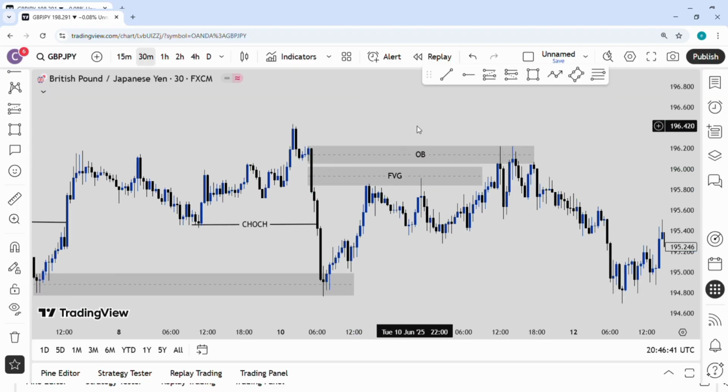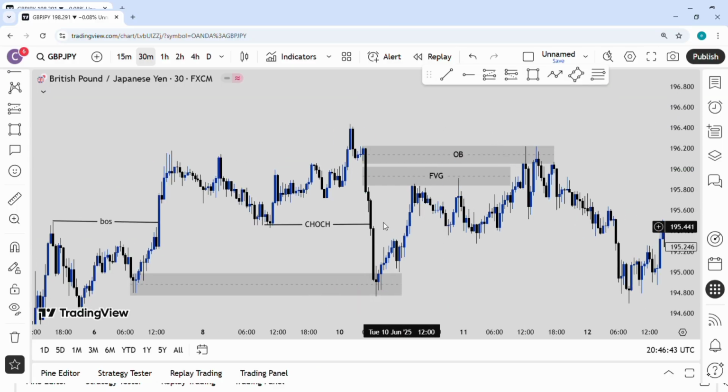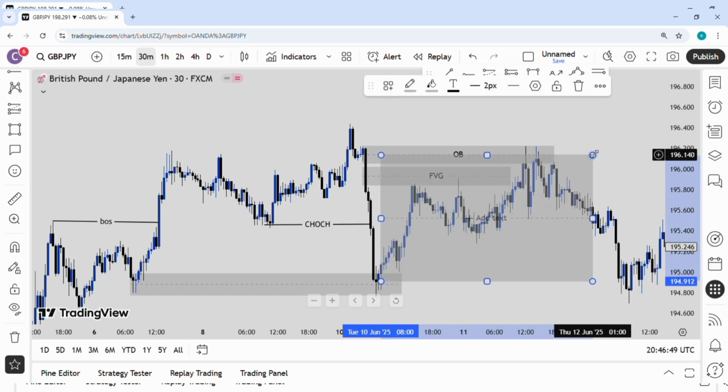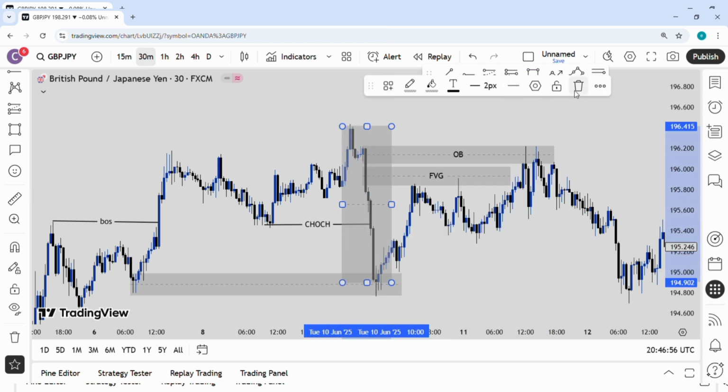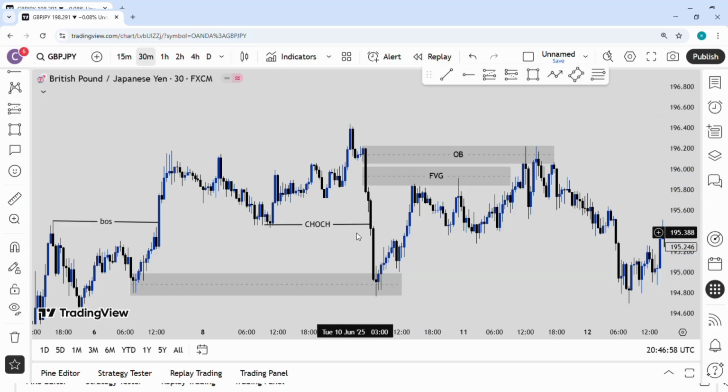Seeing these two together, now compare this pullback. Can you compare it to this particular pullback here? You can't compare the two of them, because this is aggressive. The market is moving so volatile, moving fast in this particular scenario. But here, the market is just going small. So this particular entry is more valid than this particular entry.